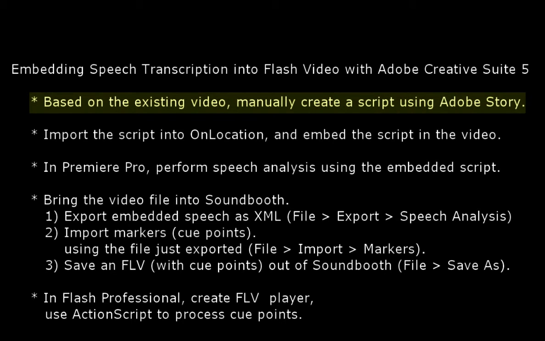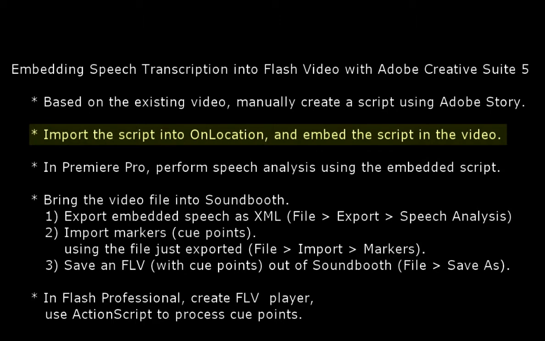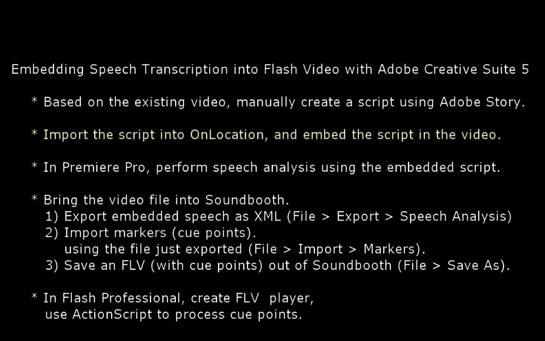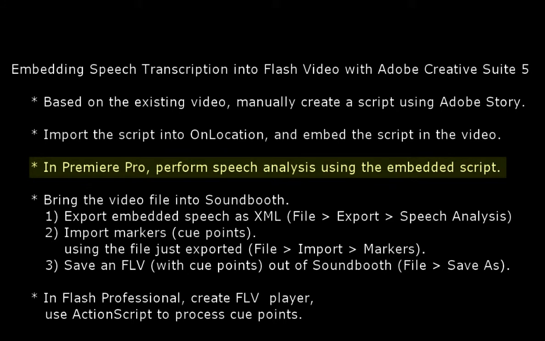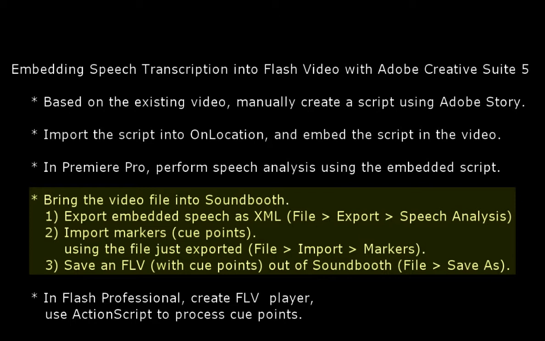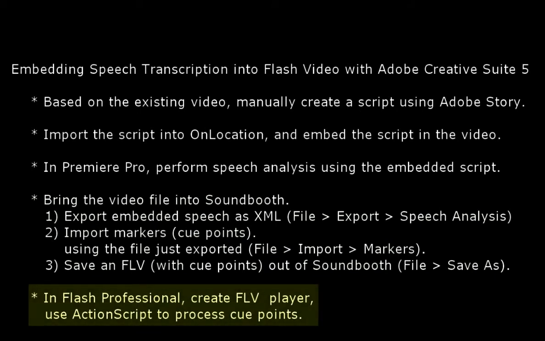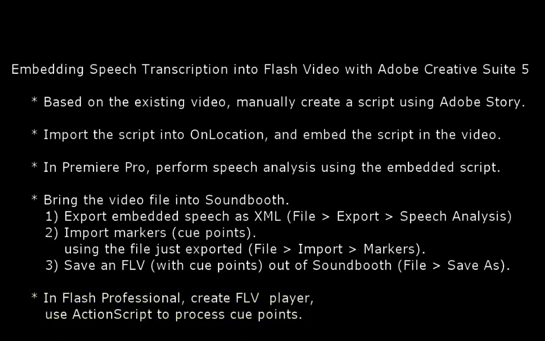First of all, you create a script in Adobe Story. Then you import that script into OnLocation and embed the script in the video using OnLocation. Then in Premiere Pro, you perform the speech analysis. This is where the written text gets synchronized with the spoken words in the video. Then you use SoundBooth to get that information into an FLV file as cue points, and that's a three-step process. And then finally, you use Flash Professional to create an FLV player and ActionScript to access those cue points. So let's see how this is done, starting with creating the script in Adobe Story.